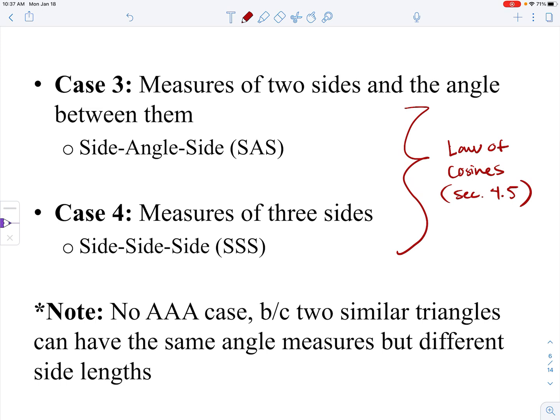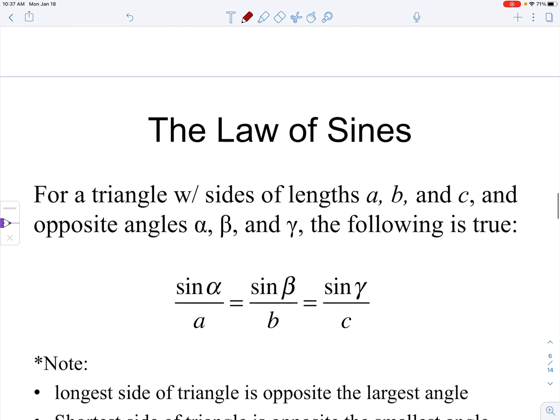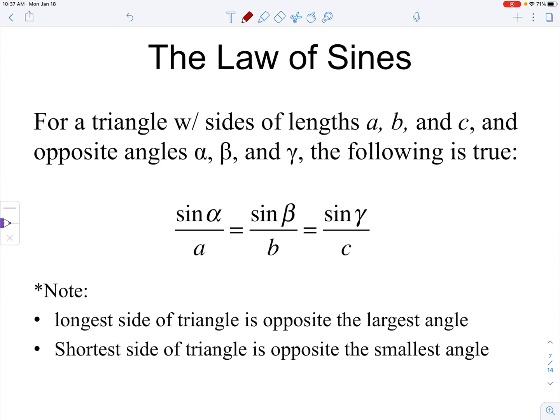And then just a note on here that remember there can't be an AAA case, because if you knew all 3 angles of a triangle, remember there are infinitely many triangles that could fit that set of 3 angles, right? That's by definition similar triangles.